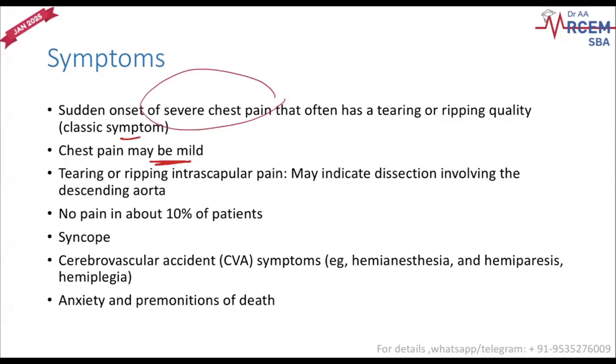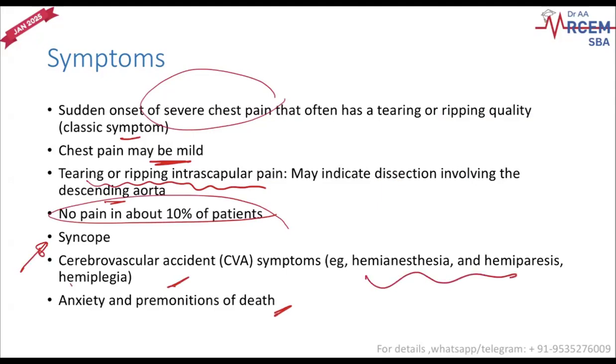Most of the time, it is quite severe pain that they are presenting with. If it is radiating to the interscapular region, it basically indicates that the descending aorta is getting involved. As I told you, pain may not be there in 10% of the patients. They might present with a syncope, or some other unusual findings like a sense of impending doom. He'll come and say, I feel like I'm going to die. Or they might present with stroke-like symptoms.